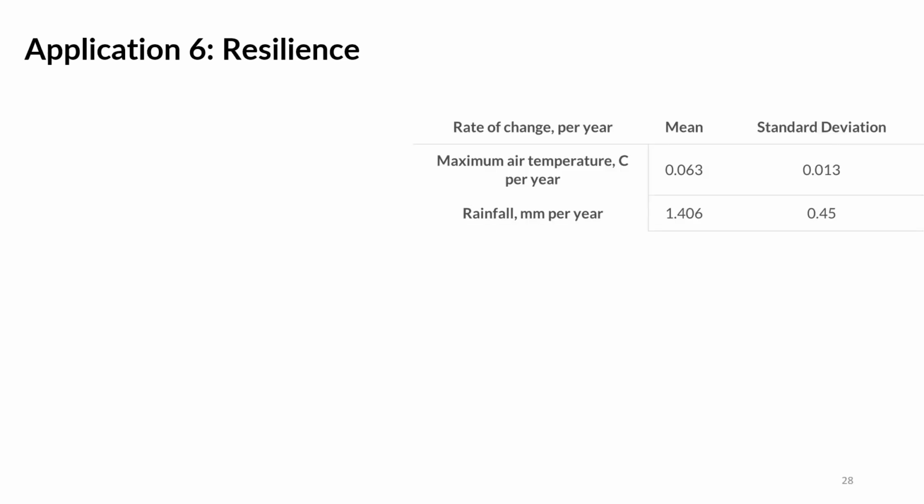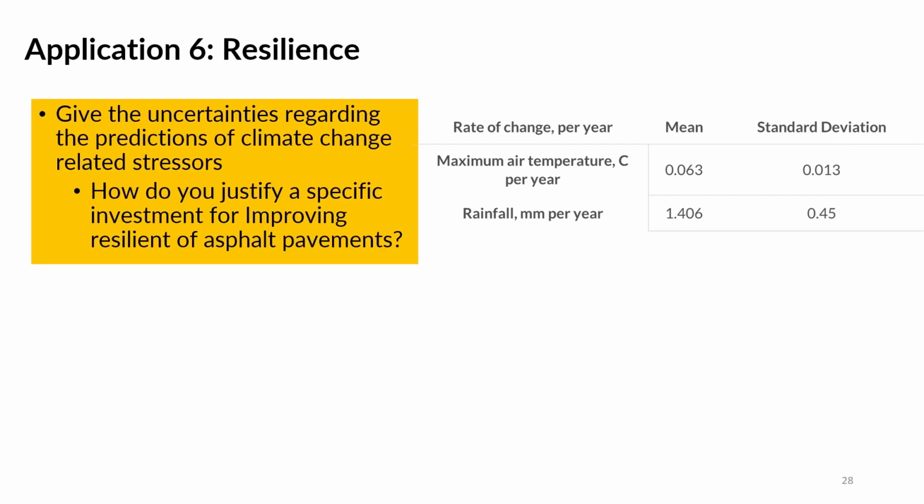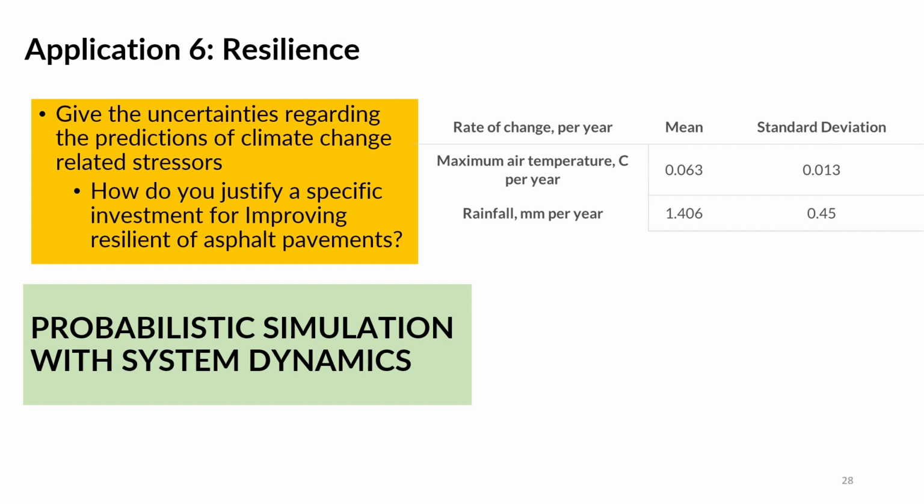Which brings us to the concept of resilience. Now, as I said, we can predict with some variabilities the maximum air temperature increase or the rainfall increase and things like that. And I said that we can improve the design and construction of the infrastructure components like roadways to make them resilient to climate change, right? But how do you justify a specific investment? Because no one has plenty of money or unlimited money to improve the design of the construction, which typically requires investment of more money than what we are using right now, right?